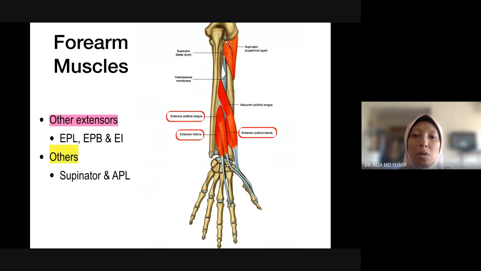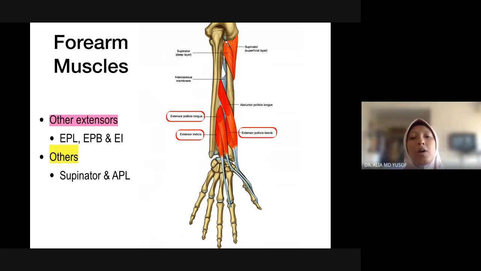Yang panjang pollicis longus pergi dekat distal phalanx, yang pendek pergi dekat proximal phalanx. Okay, kedua-duanya berasal ataupun originate from the interosseous membrane of the radial ulnar joint. Dan juga kalau pollicis longus tu just a little bit at the lateral border of ulnar sikit je. Kerjanya apa? Kerjanya extend. Extend this IPJ, interphalangeal joint. And it also extends your MCPJ, metacarpophalangeal joint, yang first digit.